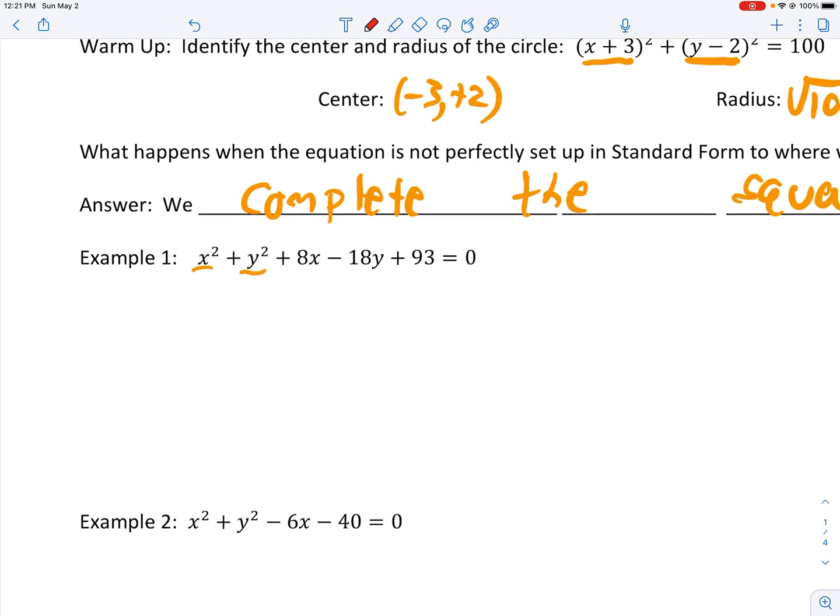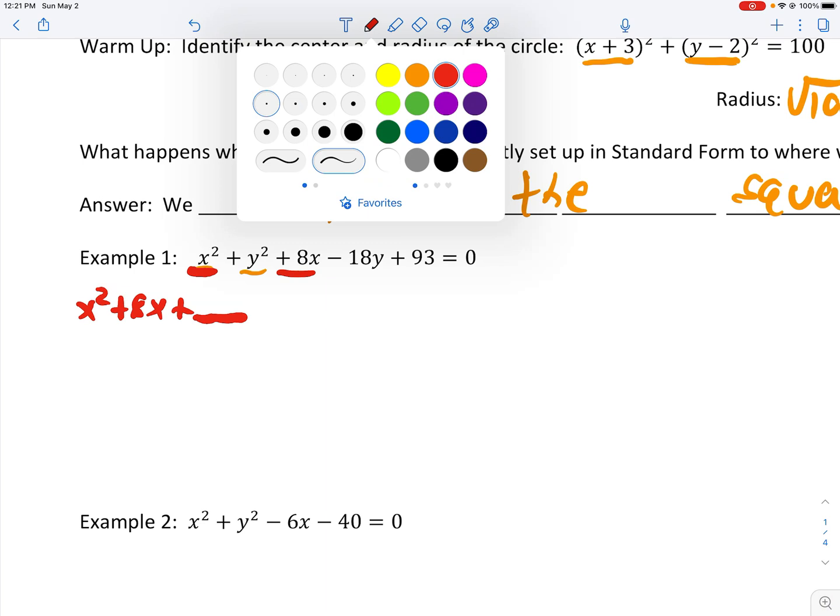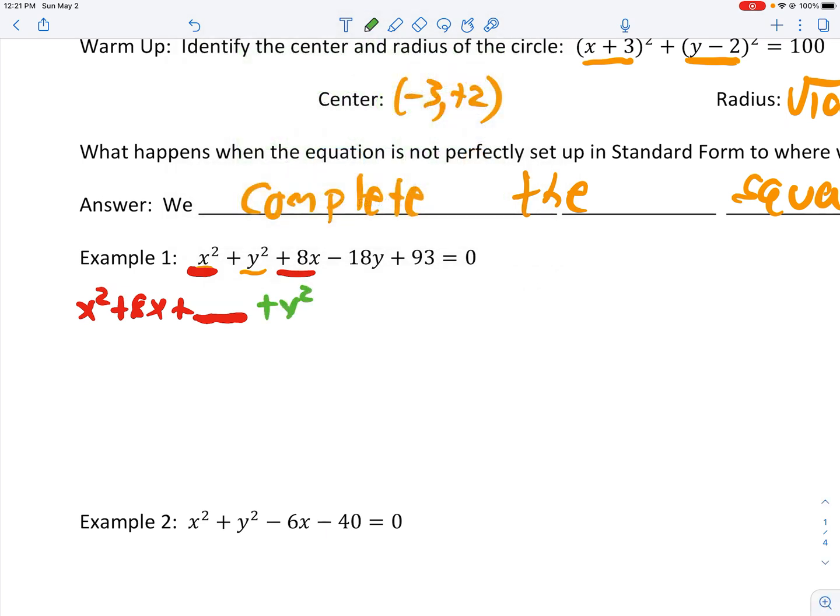Your first couple steps are to group your x's and y's together on one side and put your constant on the other side. So I have x squared and 8x. I'm going to group those together, and I'm going to complete the square, so I'm going to leave space for that new number I have to add to both sides. Then I'm going to group my y's together: plus y squared minus 18y plus my new number. And then I'm going to subtract 93 over.